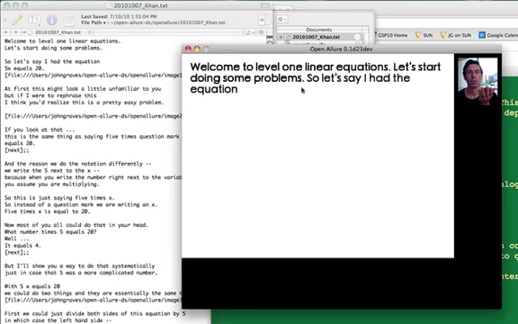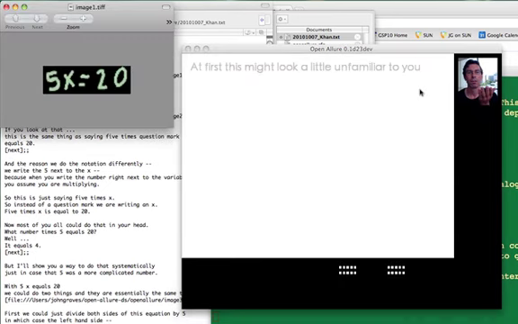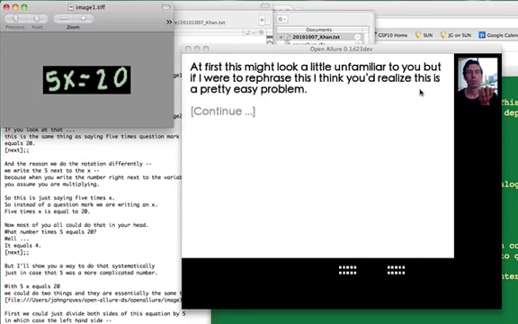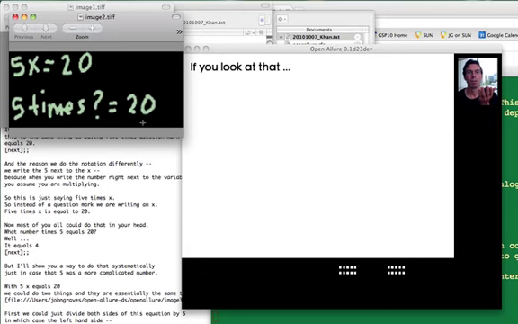So let's say I had the equation, 5x equals 20. At first this might look a little unfamiliar to you, but if I were to rephrase this, I think you'd realize this is a pretty easy problem. If you look at that, this is the same thing as saying 5 times question mark equals 20.